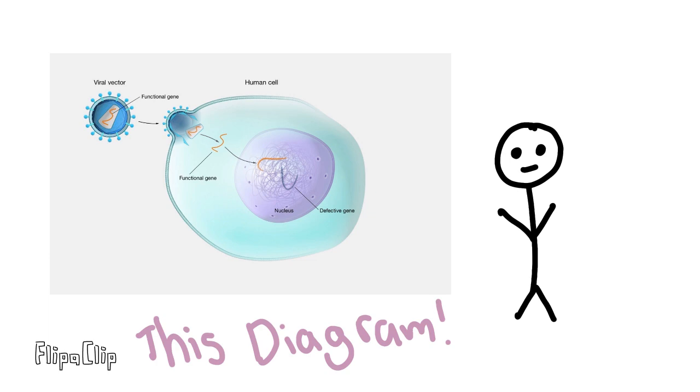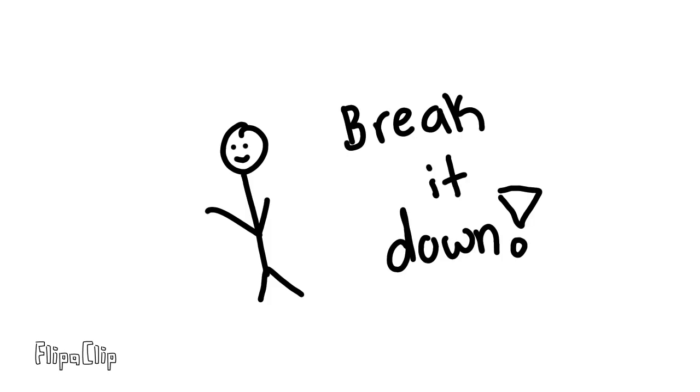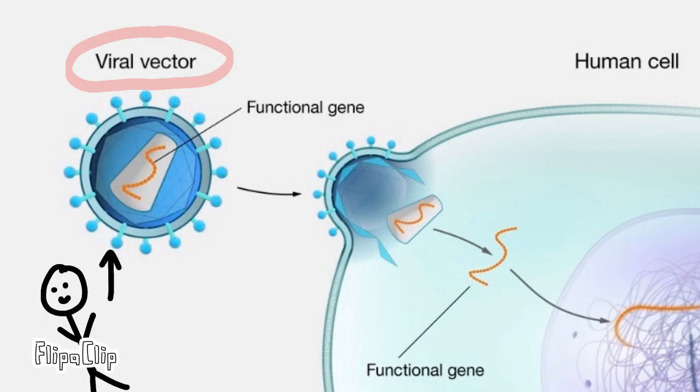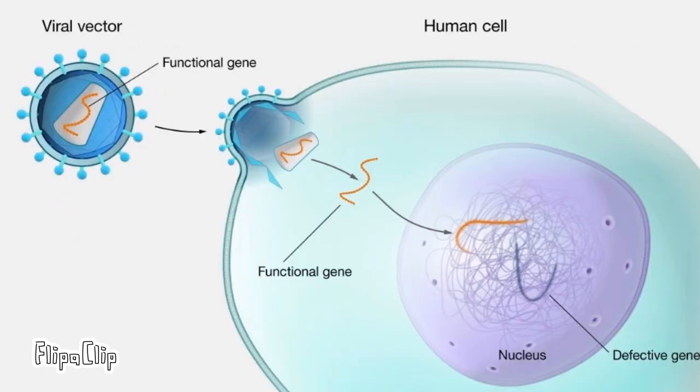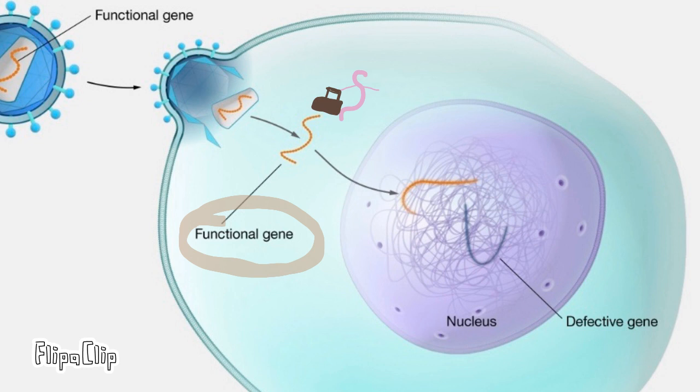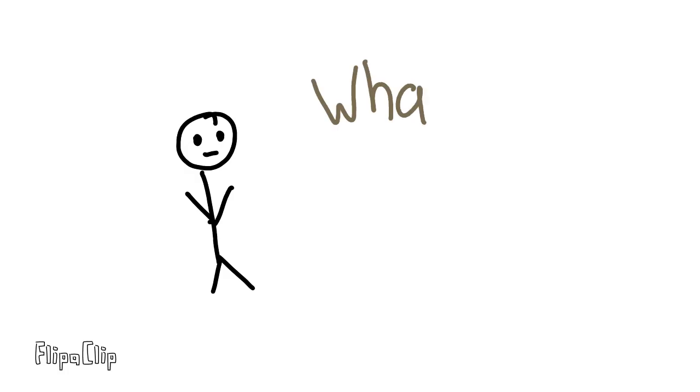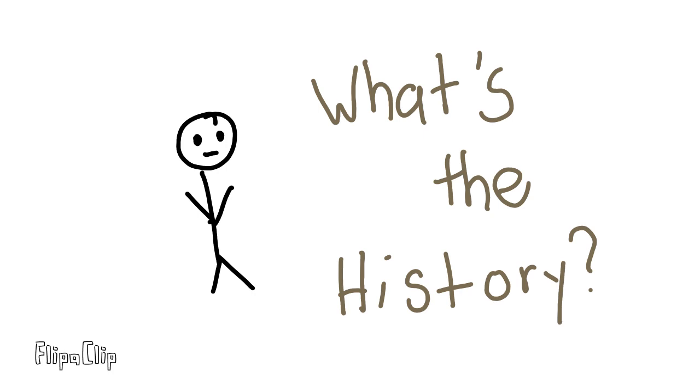Well, this diagram shows it perfectly, but let me break it down for you. So here you can see the viral vector that I explained earlier with the functional gene inside it. The vector will go into the human cell, and the functional gene will travel through the cell into the nucleus and replace the defective gene. But how has the science gotten so advanced? When did gene therapy start?